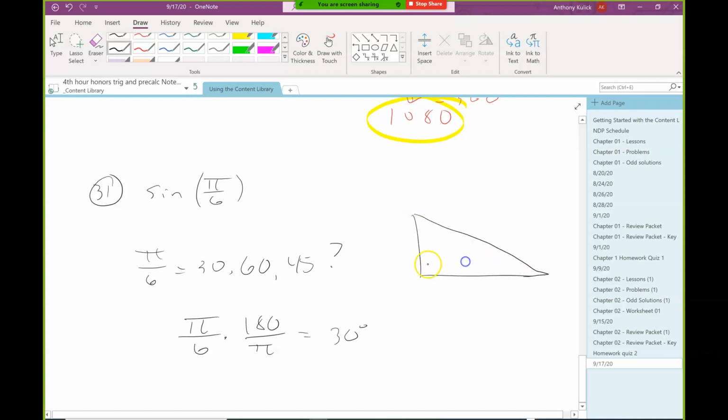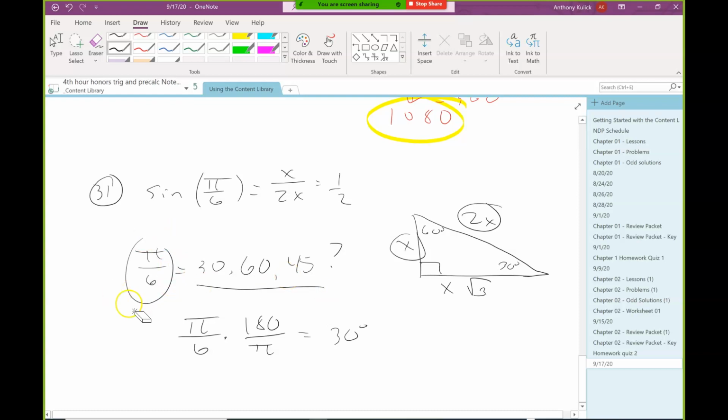So once I know that, I know I'm just going to be using my 30, 60, 90 triangle. So sine of pi over 6 should be opposite over hypotenuse, or 1/2. If pi over 6 wasn't one of these 3, we don't have any, right now anyways, an exact way of calculating that. Everybody cool with that idea?